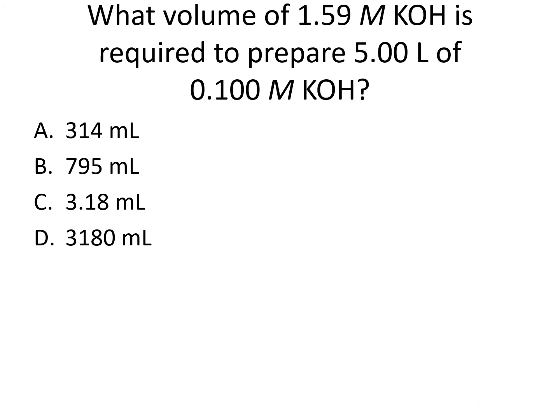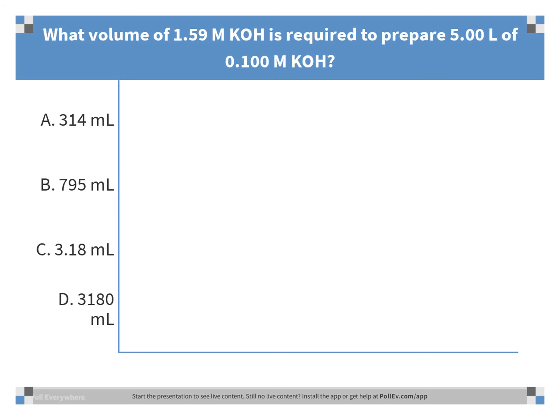So in this question, you're trying to find what volume of 1.59 molar potassium hydroxide is needed to make 5 liters of 0.100 molar potassium hydroxide. So pay attention to the wording here for your 1s and your 2s. The 1s is the before set of conditions, before it's diluted, and the 2s are your new set of conditions after it's diluted. So the correct answer is A.